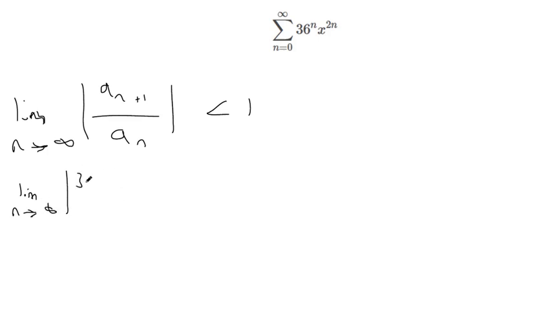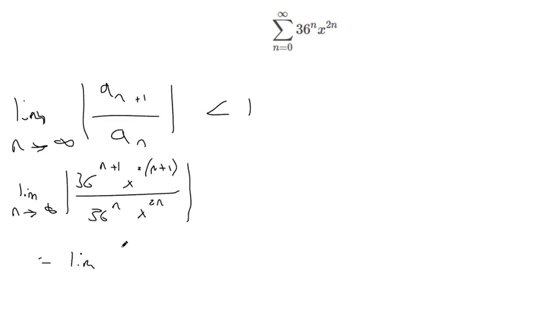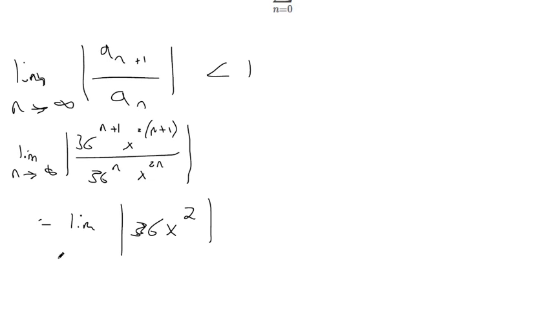The n plus 1 term is 36^(n+1) times x^(2n+1) all over 36^n x^(2n). And then here, still the limit. I'm going to drop some limit notation to save my hand. So this is 36 x^(2n+2) over x^(2n), so that's going to be x squared.